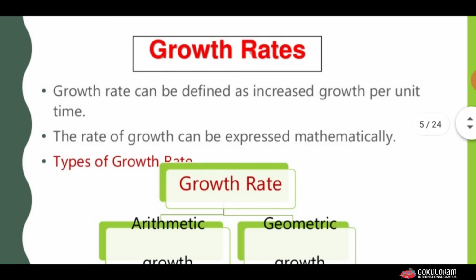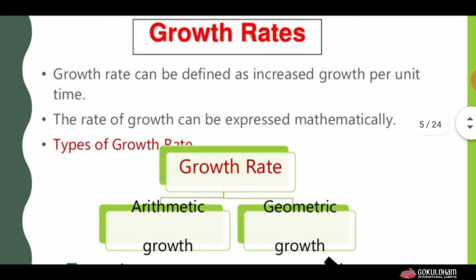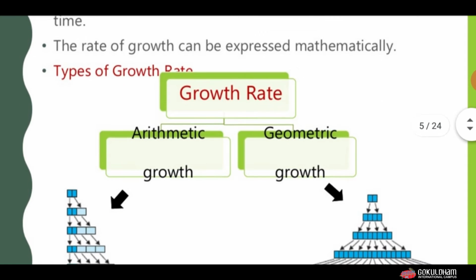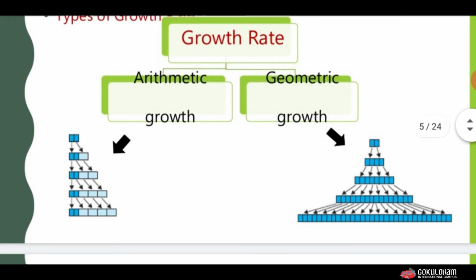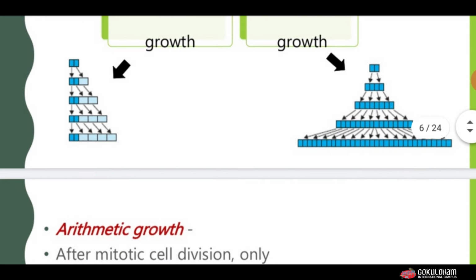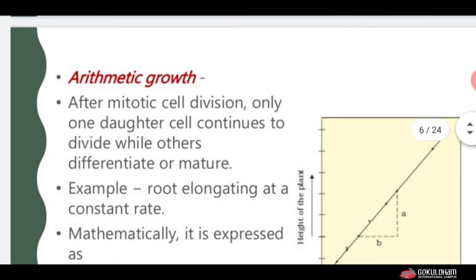Now let us see the next point, growth rate. Growth rate can be defined as increase in growth per unit time. Growth rate means the measurement of growth in terms of increase of growth per unit time. Means किसी particular time में कितना growth होता है जिसे हम बोलेंगे growth rate. The rate of growth can be expressed mathematically, and there are two types of growth rate. First one is arithmetic growth and second one is geometric growth.